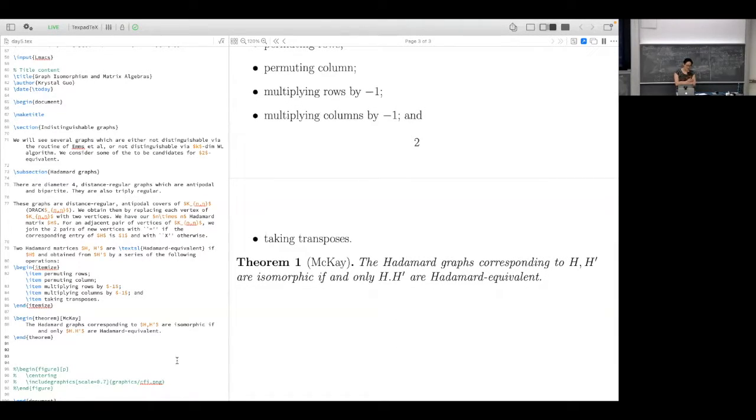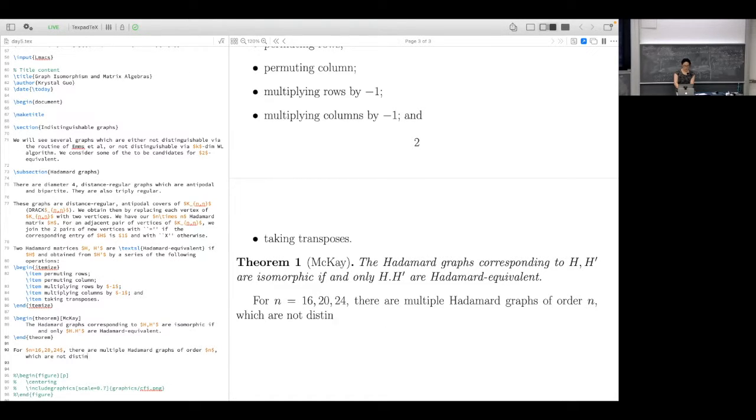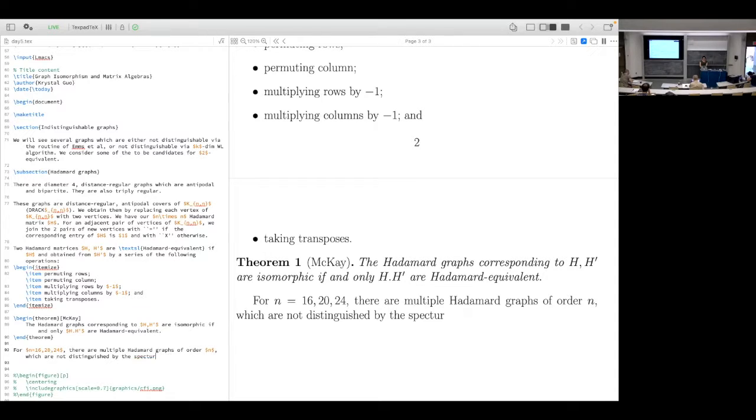But Chris and I had ongoing work where we wanted to show that Hadamard graphs of order n are not distinguishable by the EMS algorithm. Computationally, you can definitely compute some of them. There are many with fewer than 100 vertices, and those are all not distinguishable. For n equals 16, 20, and 24, the smallest orders on which there are multiple non-Hadamard-equivalent Hadamard matrices, there are multiple Hadamard graphs of order n which are not distinguished by the spectrum of the EMS matrix.